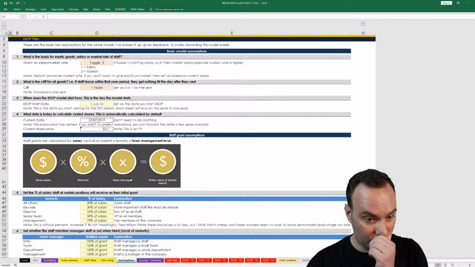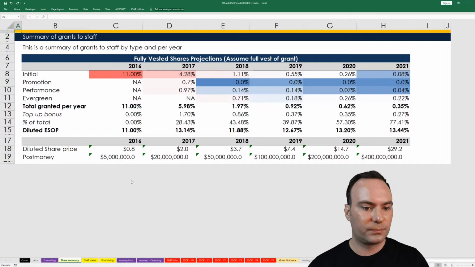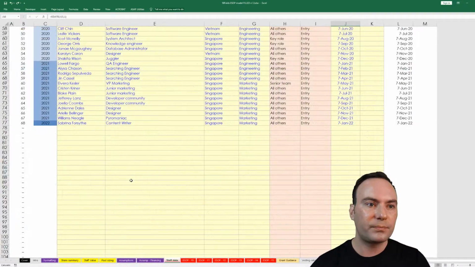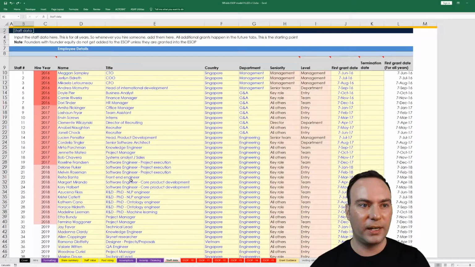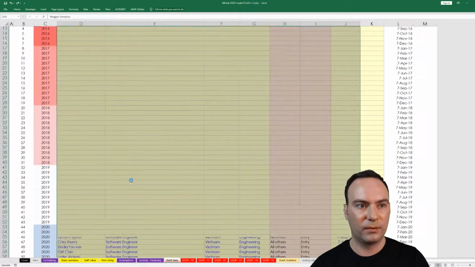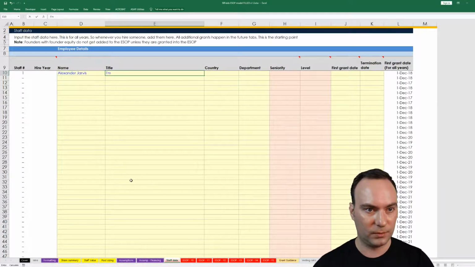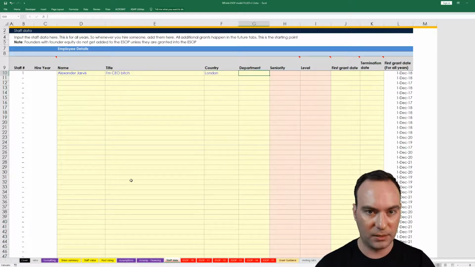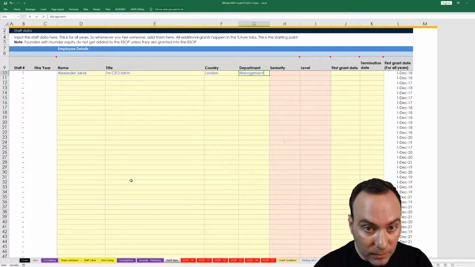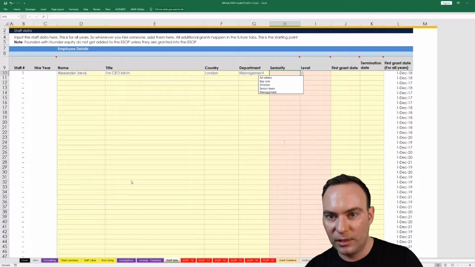So once you fill that in, you want to go to staff data. Without this stuff in here, it's going to look like this. Nothing. So you type in Alexander Jarvis. I'm CEO. I live in London. I'm the Department of Management or Magical Affairs. My seniority is management. My level is management.